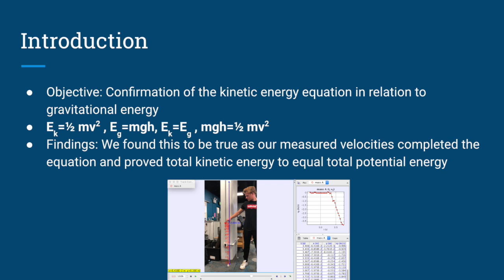Our hypothesis was that kinetic energy was going to equal gravitational energy. In other words, mass times gravitational constant times height equals 1/2 mass times velocity squared. After doing the experiment, we found this to be true, as our measured velocities completed the equation and proved the total kinetic energy to equal the total potential energy.